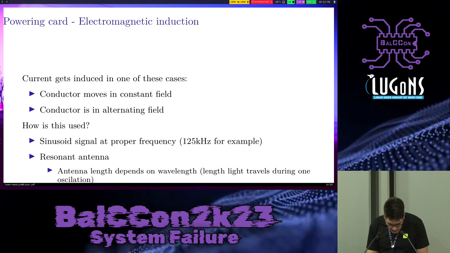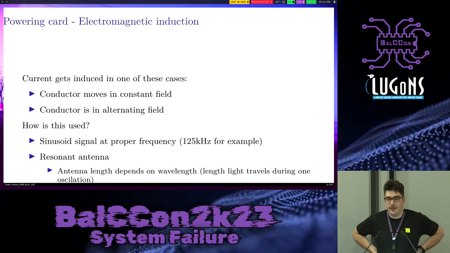How is that used? We have a source of alternating current that's at the frequency the card needs to be powered. And we also have a resonant antenna. A resonant antenna means it's effective at that frequency, or that it resonates the field from it. The length of a resonant antenna depends on the wavelength of the alternating current signal.